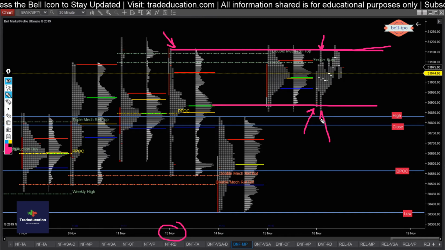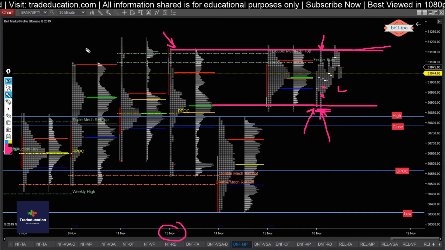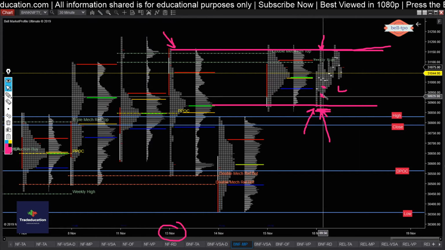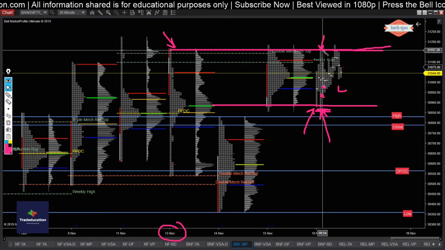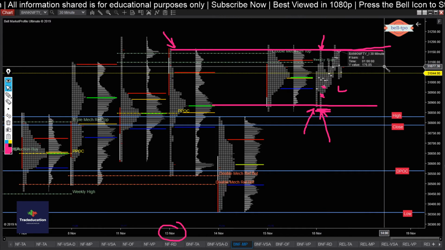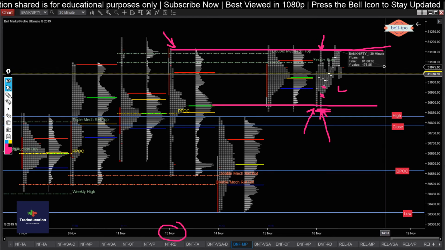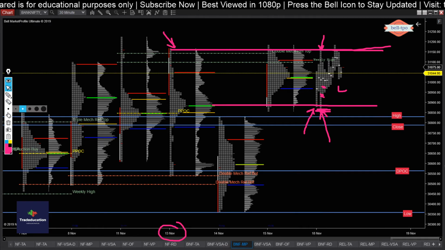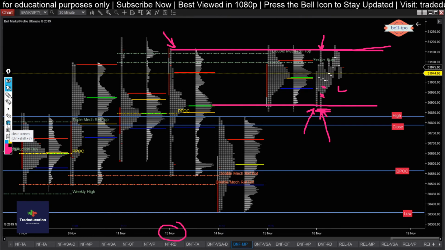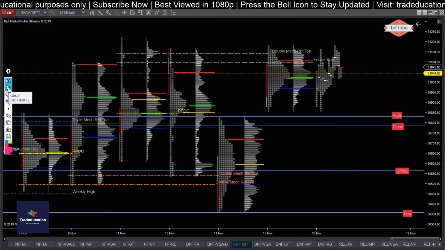So once the point of control got tagged, maybe somewhere here, you could have taken a long trade, keeping a stop loss at today's low, targeting today's high. If that was the thought process you had, then you could have made very good money. So this is today's high, and it was a 176 points move. Pretty good move for Bank Nifty if you are a very cautious trader like me who's trading with one lot. So that's what the overall context was telling me.